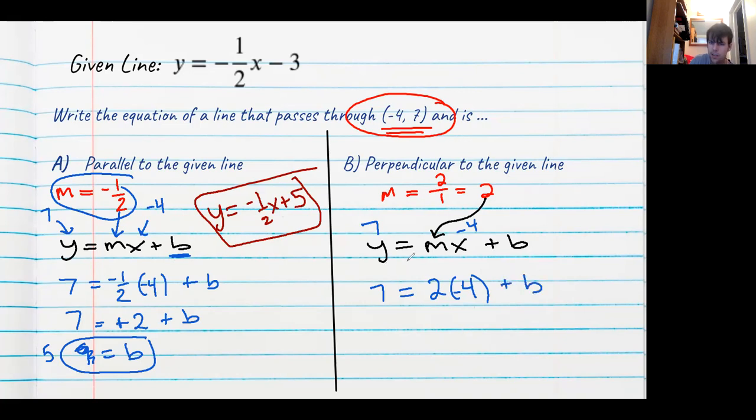Let me just double check this. Yeah, looks fine. All right, 2 times -4 is -8 plus b, and then I need to add 8 to both sides to get rid of that -8. So 7 plus 8 is 15 equals b. That's my y-intercept. That's my slope. This is my equation. y equals 2x plus 15.